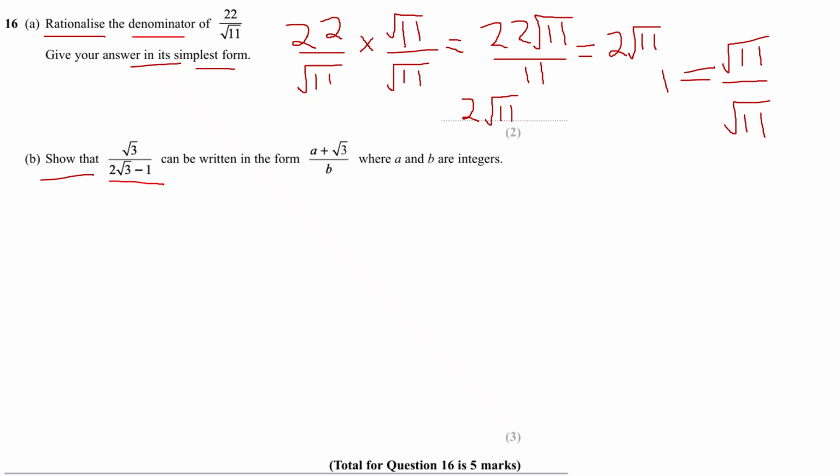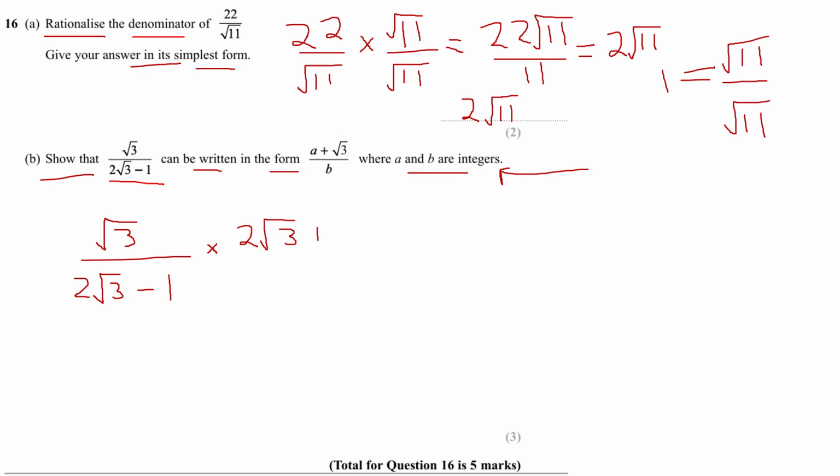What about part B? A bit more tricky. So that root 3 all over 2 root 3 minus 1 can be written in the form A plus root 3 all over B, where A and B are integers, meaning whole numbers. So here I'm going to do something slightly similar, but a little bit different. I'm going to multiply top and bottom this time by the conjugate of the denominator, i.e. the same, but I'm going to switch that minus sign in the middle to a plus sign. And again, you'll see why I'm doing that in just a second.